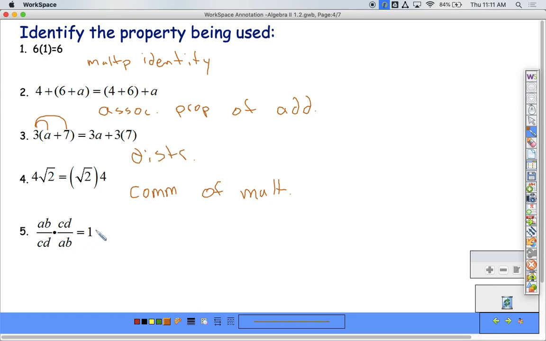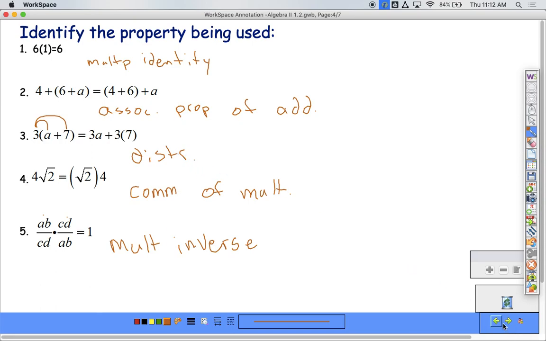Down here, hopefully, you notice that this one and this one are reciprocals. When you multiply by the reciprocal, you get 1. So here it's the multiplicative inverse property. So you need to look at problems and know the properties.